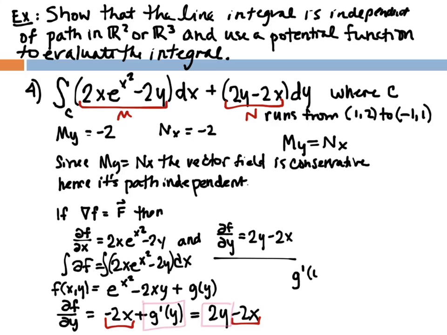All right, so we've got g prime of y equals 2y. So what is g of y? Y squared plus c. All right, so I think we're ready for our potential function. What is f of xy?